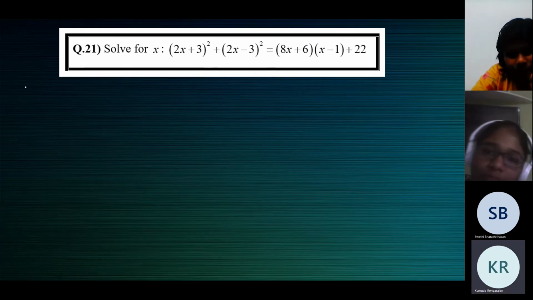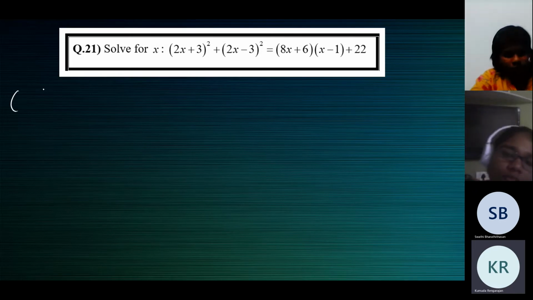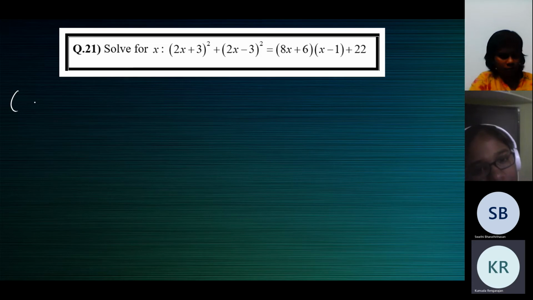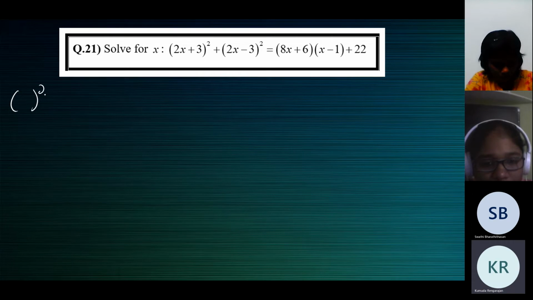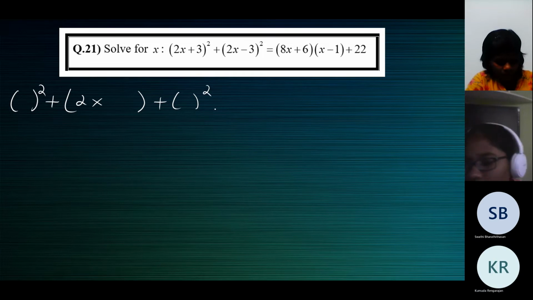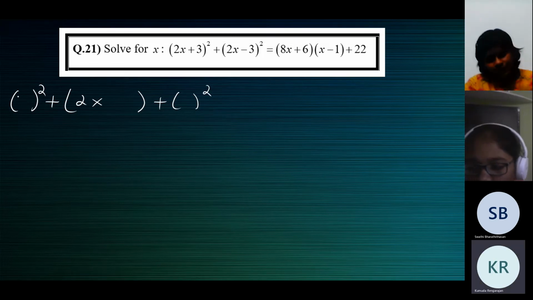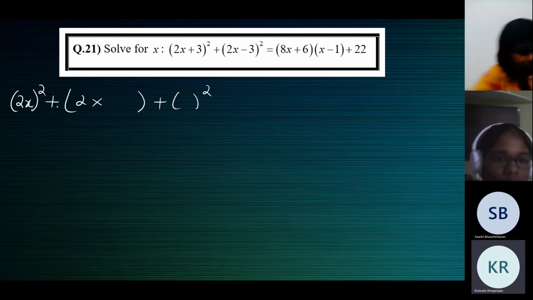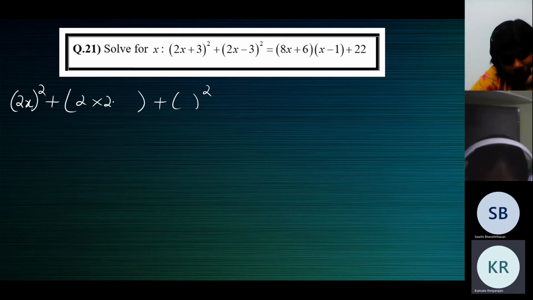Now let's begin. I'm not writing the question again, I'm solving. When you look at (2x + 3) the whole square, it's like (A + B) the whole square. What is (A + B) the whole square? A square plus 2 into A into B plus B square. So what is A? 2x. A square plus 2 into A into B: 2 into 2x into 3, plus B square, 3 square. That is the answer for (2x + 3) the whole square.